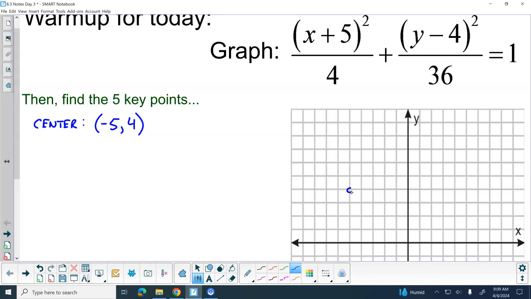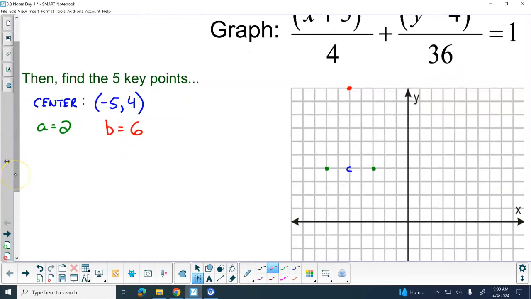Okay. What is my a value? 2 is my a value. So that means I'm going to go left and right 2 from the center. What is my b value? That means I'm going to go up and down 6: 2, 4, and 6. Next, I can draw it in.